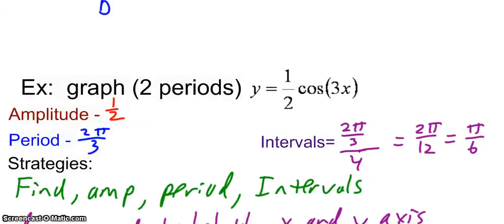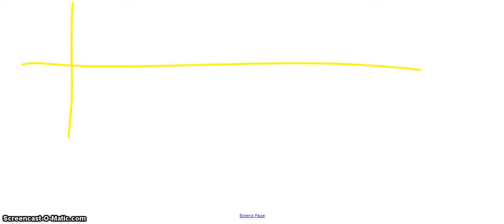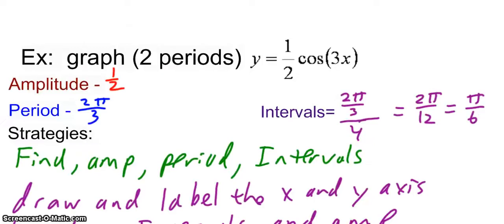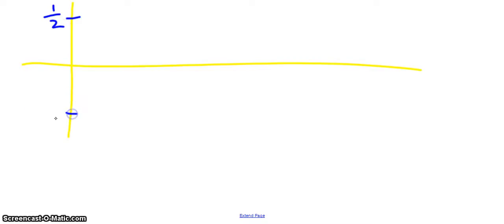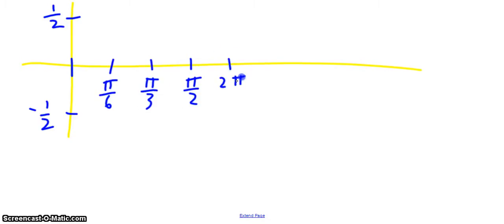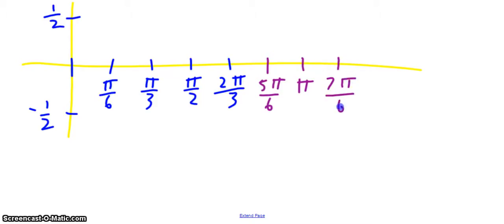Here we go. I have an amplitude of 1/2, intervals of pi over 6. We're graphing 2 periods. 1/2, negative 1/2, here's 0, pi over 6, 2 pi over 6 is pi thirds, 3 pi over 6 is pi halves, and 4 pi over 6 is 2 pi thirds. So 1, 2, 3, 4, 5, that's 1 period. Let's continue on, we need 4 more points. So this was pi over 6, 2 pi over 6, 3 pi over 6, 4 pi over 6, now we're at 5 pi over 6. 6 pi over 6 is pi, 7 pi over 6, and 8 pi over 6 is 4 pi thirds. Alright, that's 2 periods. Okay, so now plot my points.